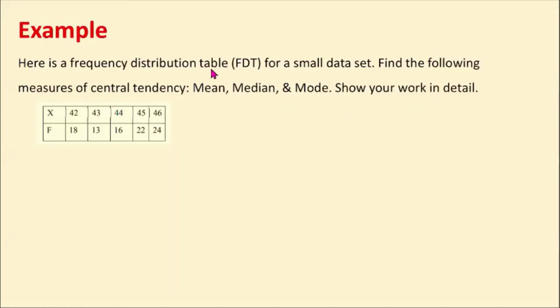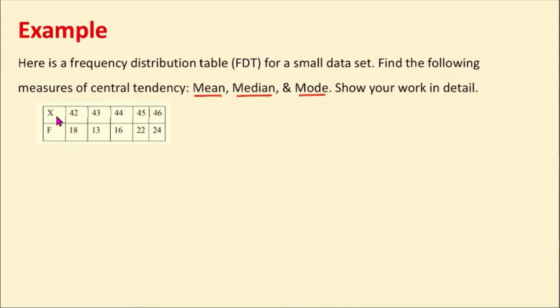Example: here is a frequency distribution table, sometimes written in short like this, FDT, for a small data set. Find the following measures of central tendency. We are asked to find the mean, median, and mode. So we are looking for three measures of center. And we are asked to show detailed work, meaning we are not using a calculator. Instead, we are doing the actual math to find the mean, median, and mode.